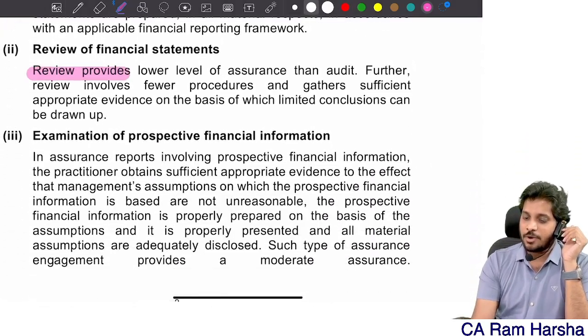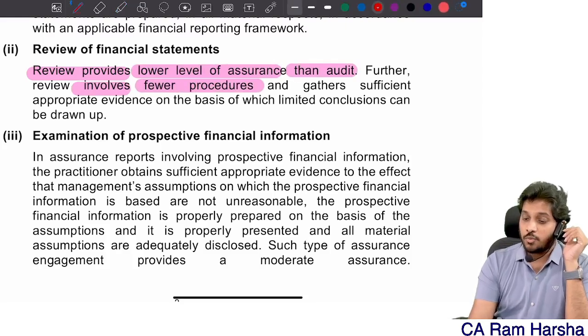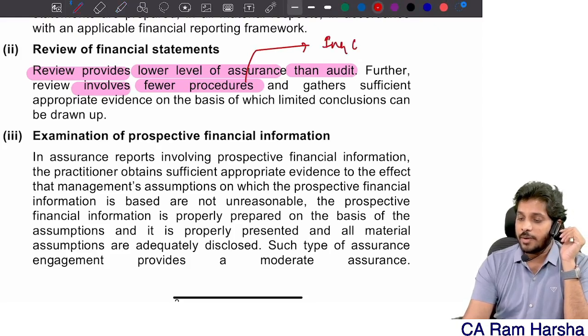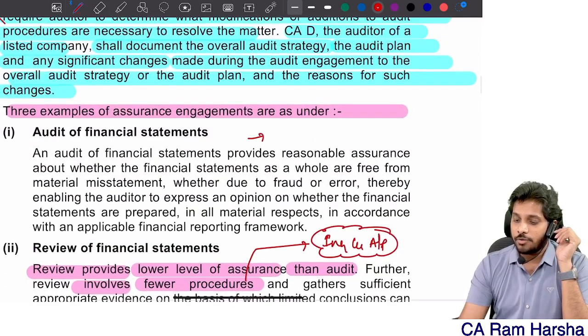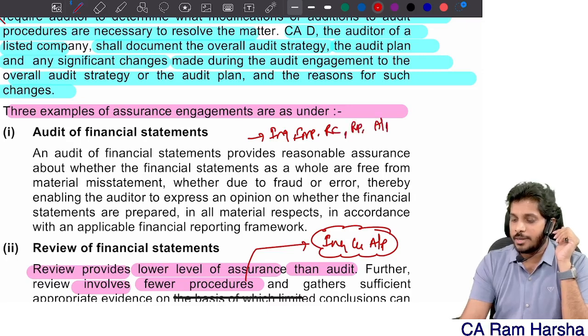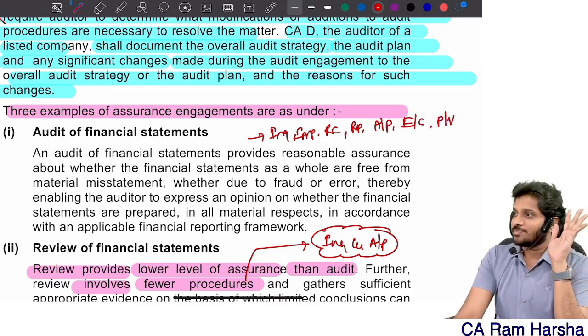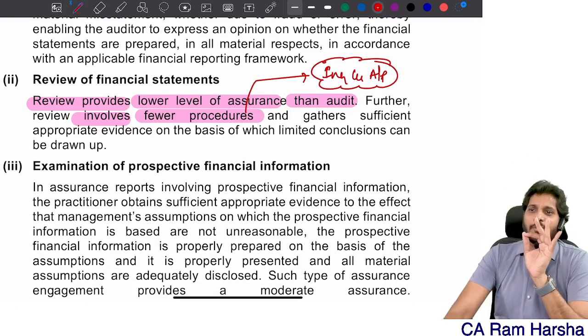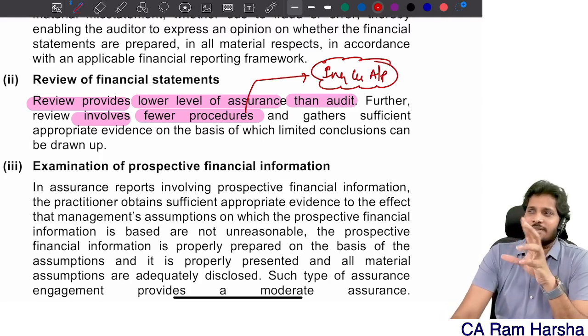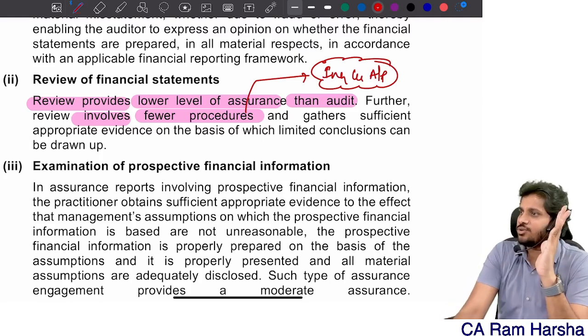Review provides a lower level of assurance than audit. Review involves only fewer procedures. What are the procedures, if you remember? Inquiry and analytical procedure. Only these 2 we do in review. Whereas in audit, we do inquiry, inspection, recalculation, reperformance, analytical procedure, external confirmation, physical verification, all possible techniques we do. Whereas in review, we only do 2, inquiry and analytical. If upon our inquiry and analytical procedure nothing felt suspicious, we directly give conclusion.